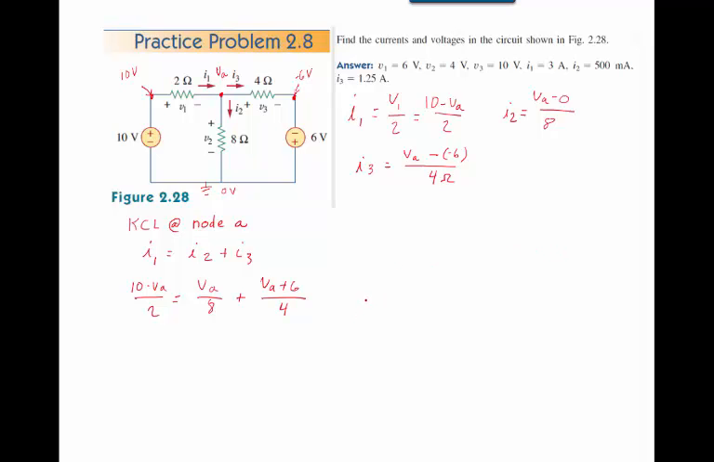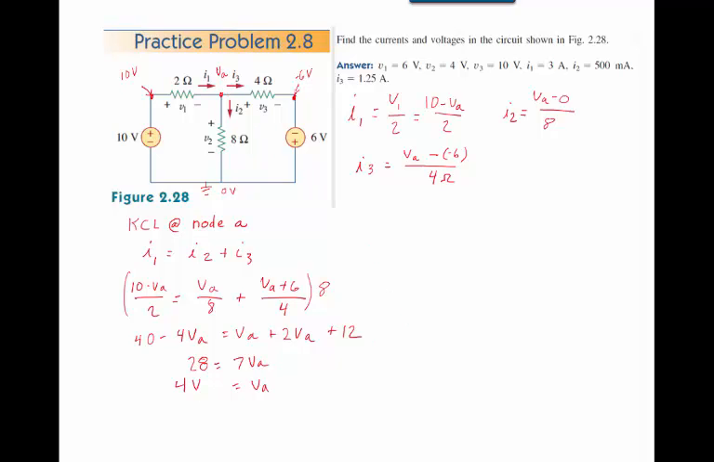And then it's a matter of doing the algebra. I wanted to get rid of my denominators, so I multiplied everything times 8. Then I get 40 minus 4 VA equals VA plus 2 VA plus 12. You can check my algebra if you want, but I got the right answer, so I think I did my algebra okay. Then 28 equals 7 VA, so VA equals 4 volts.